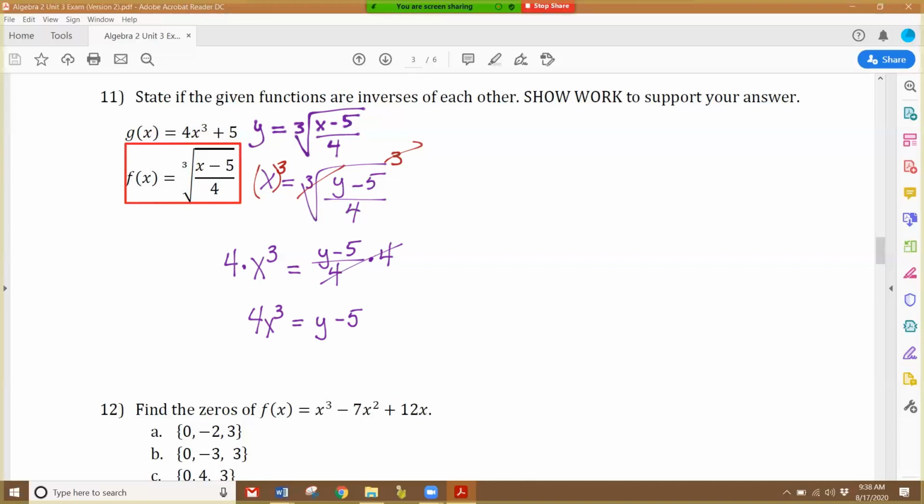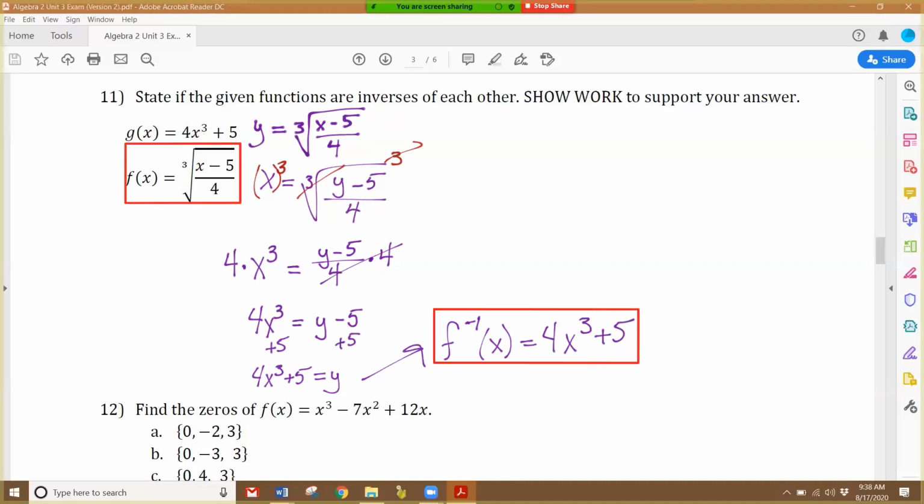To get y by itself, I've got one last step. I've got to get rid of that minus 5. Easiest way to do it, add 5. So we found that the inverse is equal to 4x to the third plus 5.